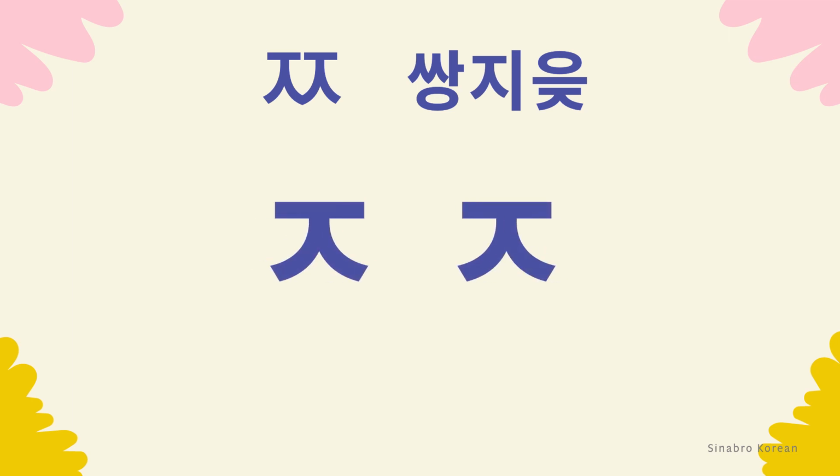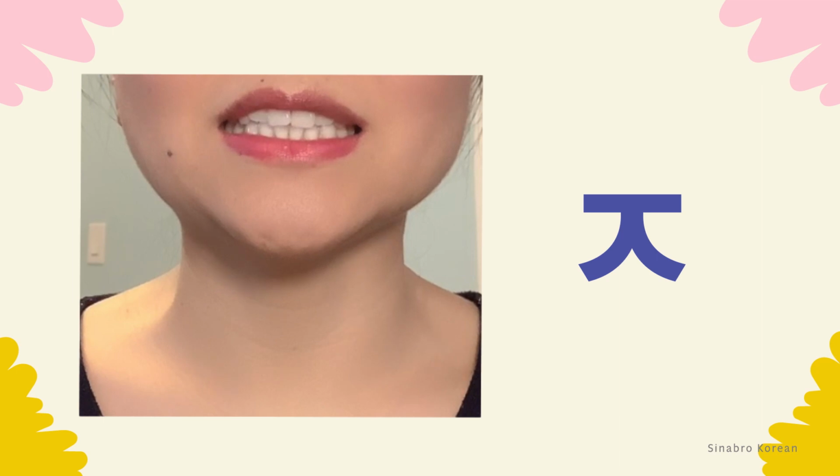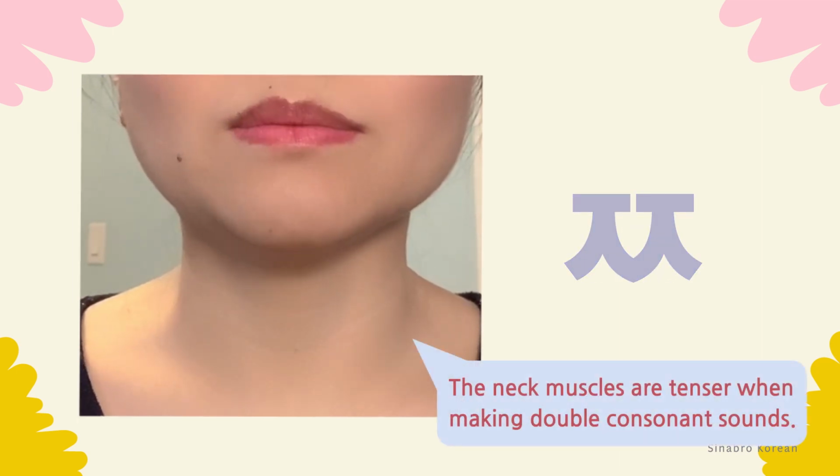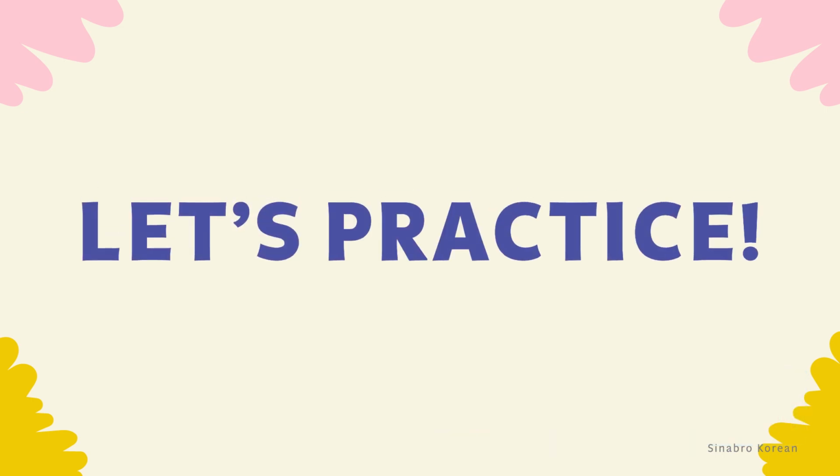2 지읒s are combined to make 쌍지읒 and produce the sound 쯔. Let's compare the 지읒 and 쌍지읒. 즈, 쯔, 자, 짜. Now let's practice each double consonant by pairing them with the basic vowels.